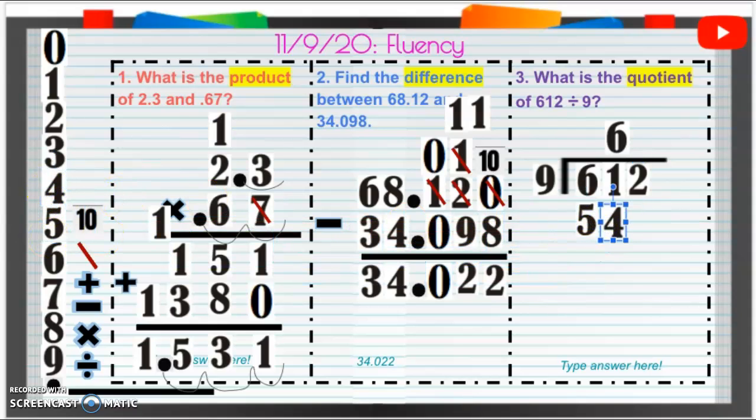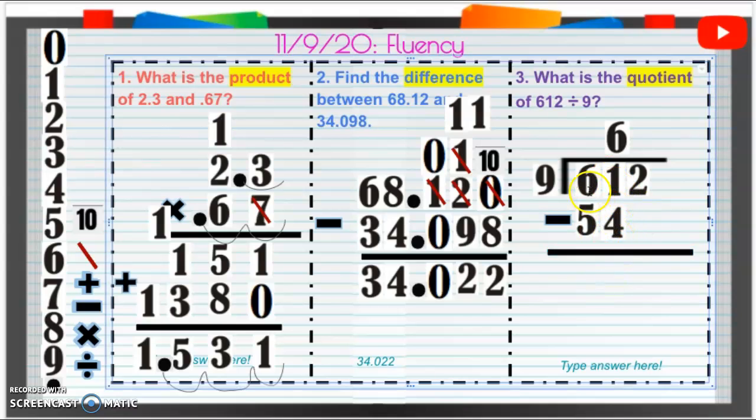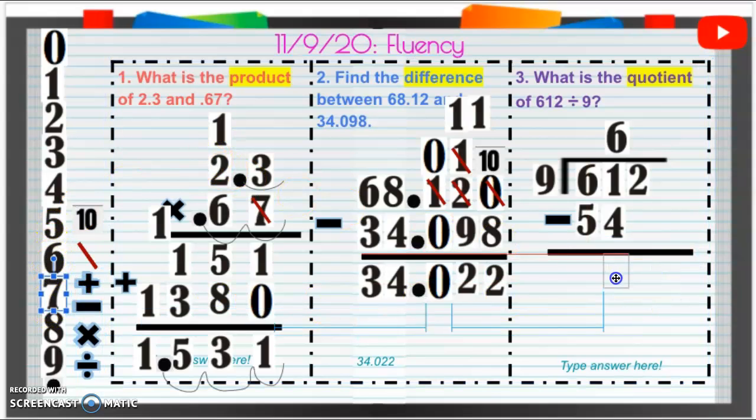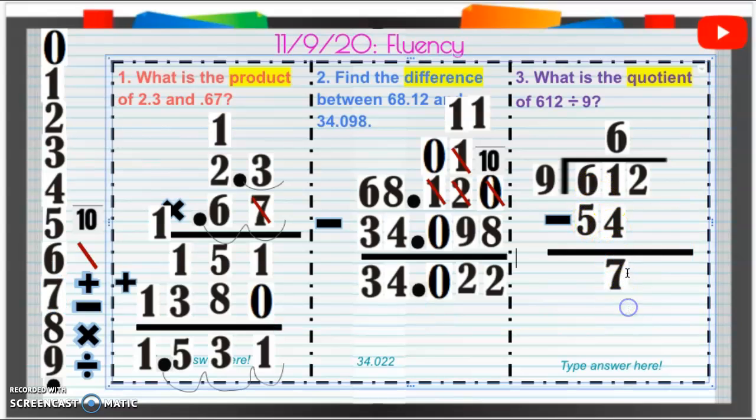And I'm going to subtract. Now, 1 minus 4 you can't do, so that 6 becomes a 5 to make that an 11. So 11 minus 4, or 61 minus 54. So 54 plus what equals 61? 54, 55, 56, 57, 58, 59, 60, 61. So I got 7. So 61 minus 54 is 7.